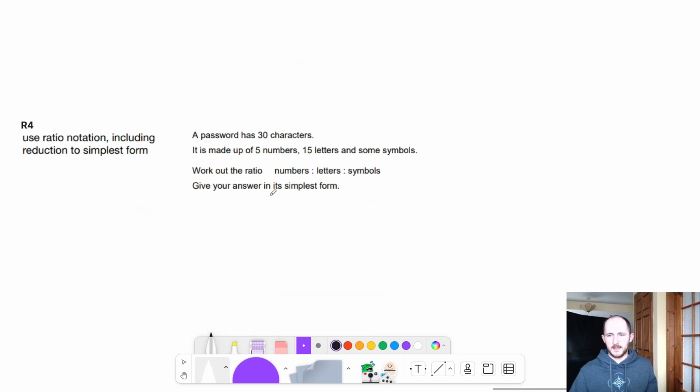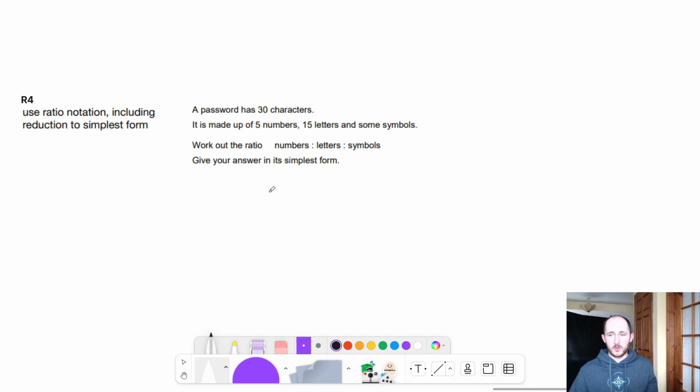Cool, nice and quick. Use ratio notation and also reduce it to simplest form. Give your answer in its simplest form. So a password has 30 characters, it has 5 numbers and 15 letters and some symbols. Work out the ratio of numbers, letters to symbols. So the first thing we need to do is work out how many of each we have. So I'm going to do N, L, S. Numbers we already know is 5. Letters we already know is 15. Now logically, the rest should be symbols because it's only made up of numbers, letters and symbols.